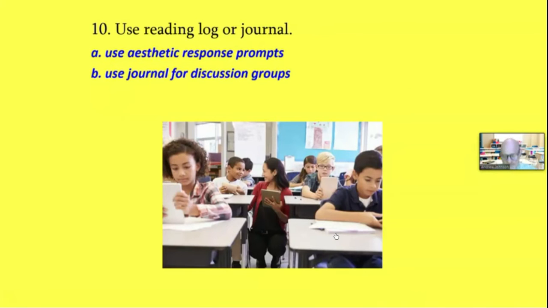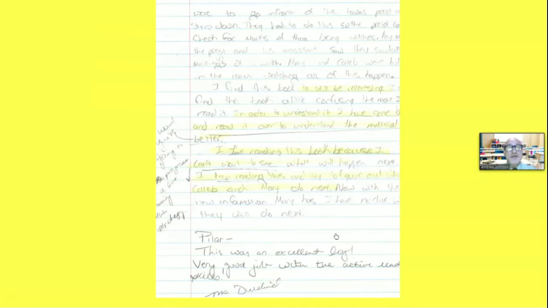Now, instead of those very expensive workbooks, use a reading log or a journal. 89 cents at Walmart. Buy a notebook and use it for aesthetic responses. They're responding to the story. Or as a journal for class discussion. What interesting and important things did you discover? Discussion groups. Class discussion can occur in a small group or in a large group.